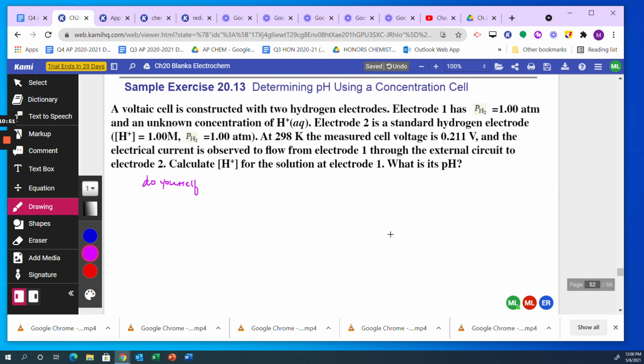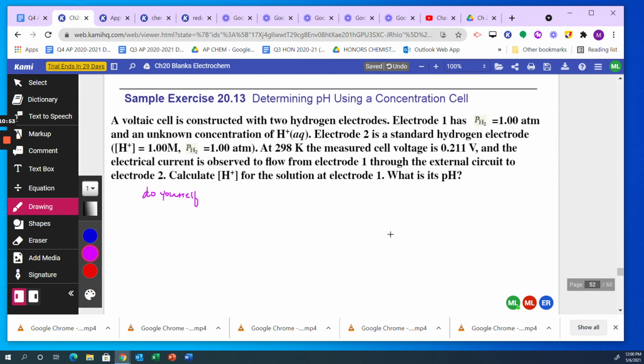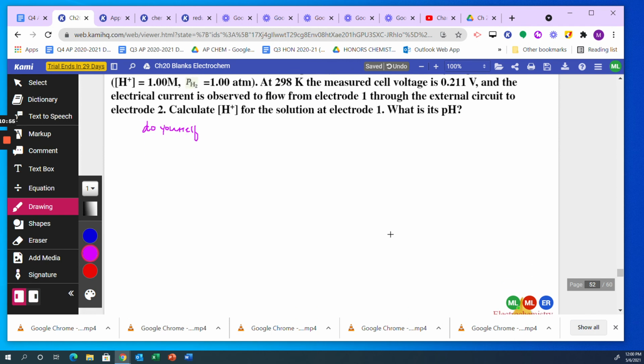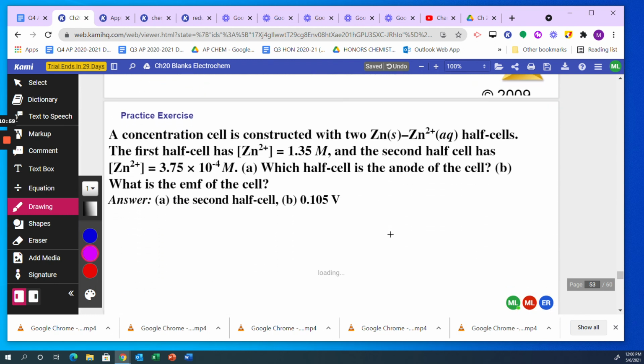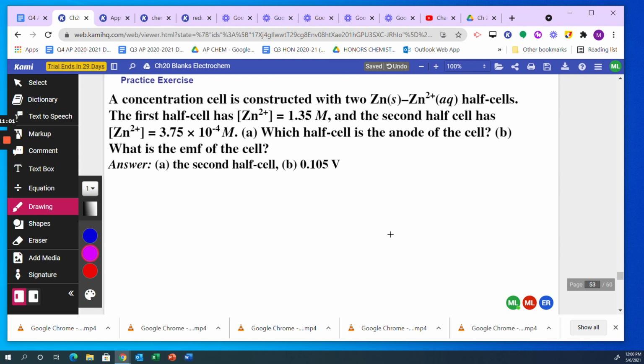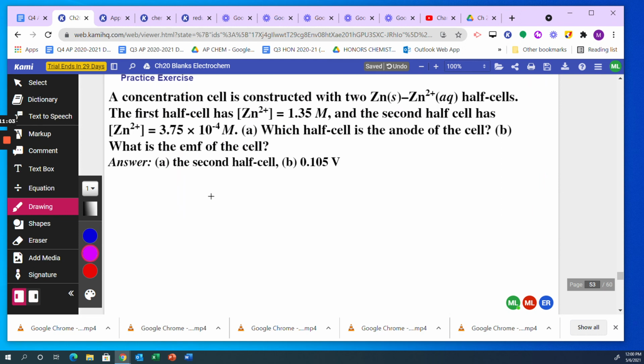For sample exercise 20.13, you will do that yourself, and it's going to be just like what I'm about to do in the practice exercise. So they're very similar. I will do that on the next video.